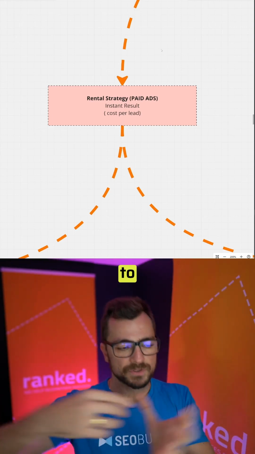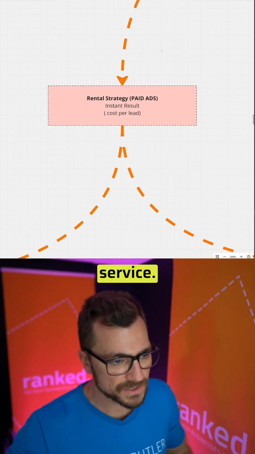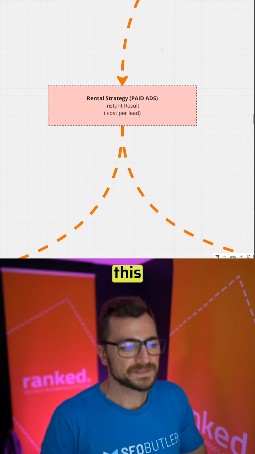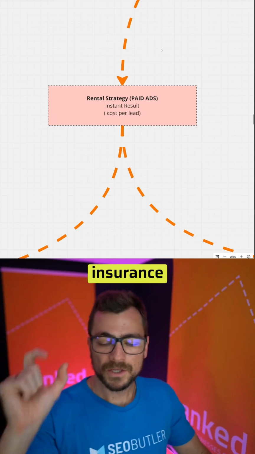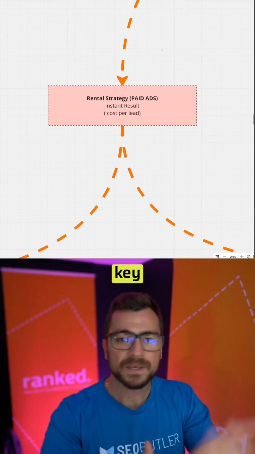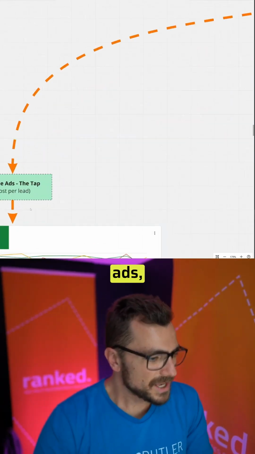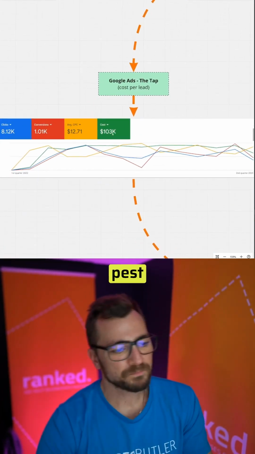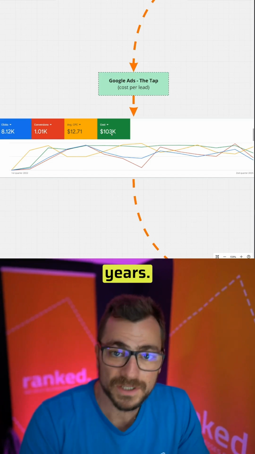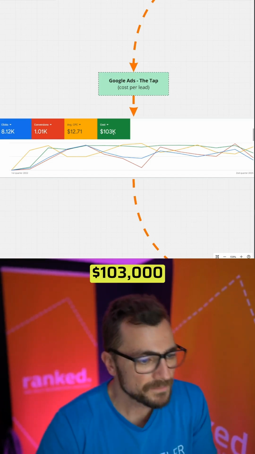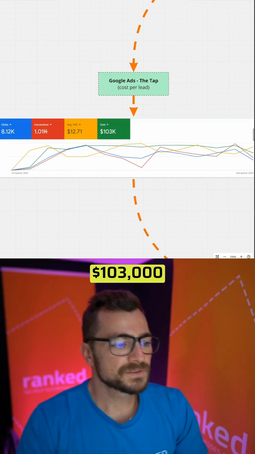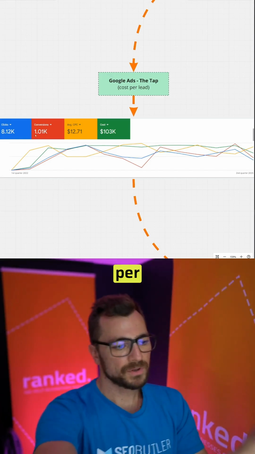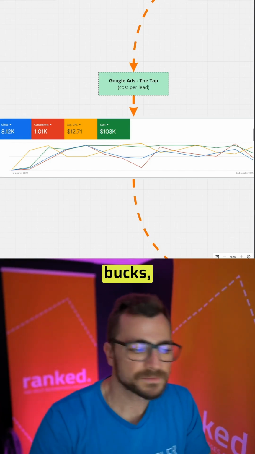That attention is driven to your ad, your landing page, your service. Same with Google. You're paying money to Google on specific key terms. In this case, this will be health insurance and whatever other keywords. Compare health insurance. So Google ads, I call it the tap, where we spent, let's say we look at this pest control campaign that's been active for a few years. We've spent $103,000, and for $103,000 we've received 1,000 leads. Okay, cost per lead is around $100, give or take.